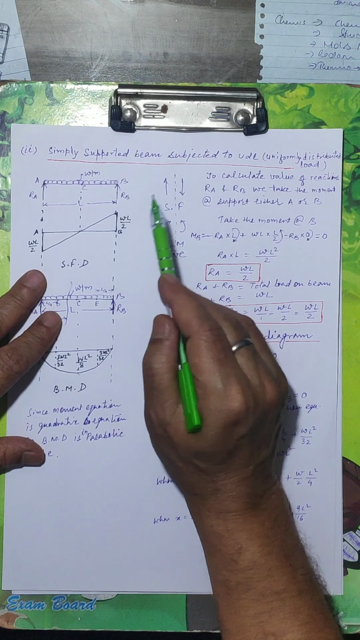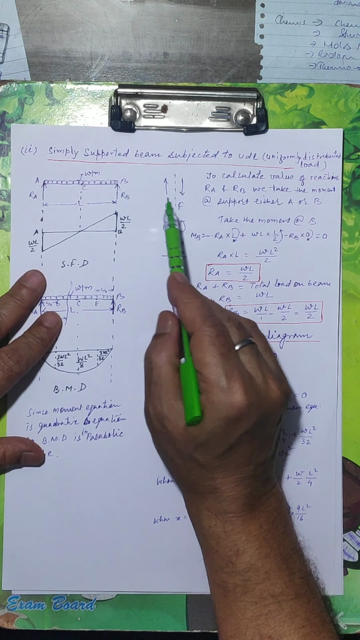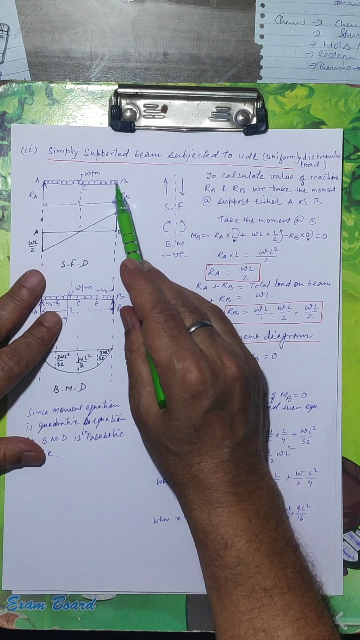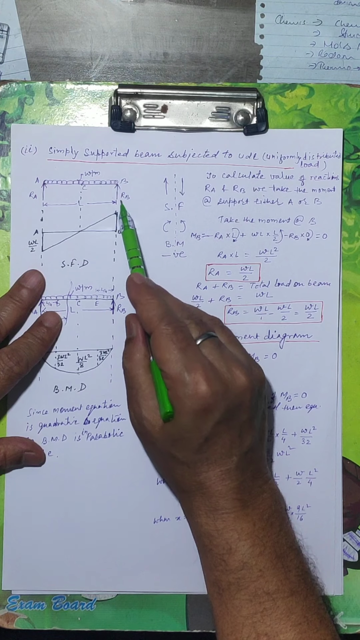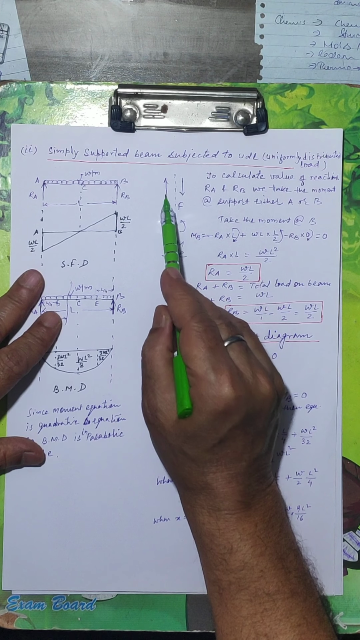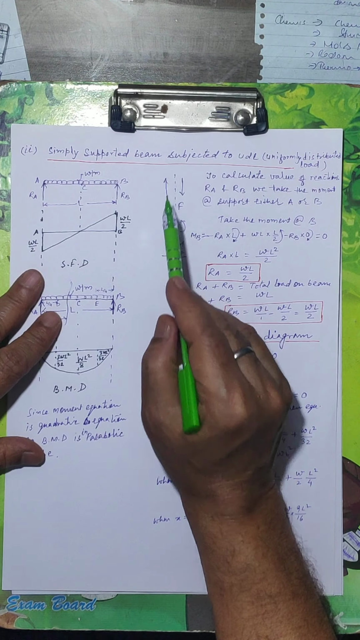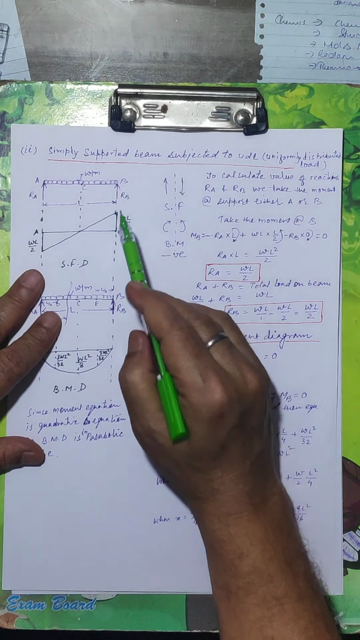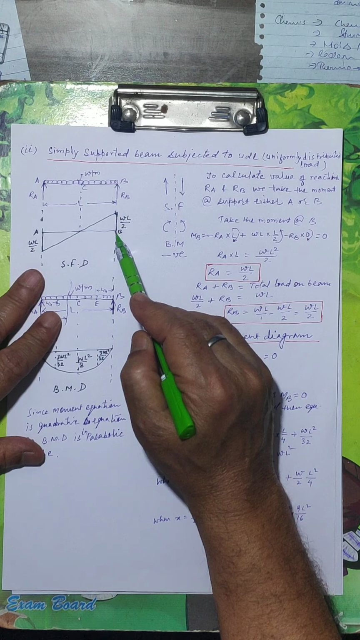Now the RB is upward and it is on the left side of the section. We are taking the section at B and we are taking RB on the left side of the section, upward. That means negative. That means we will now step down.